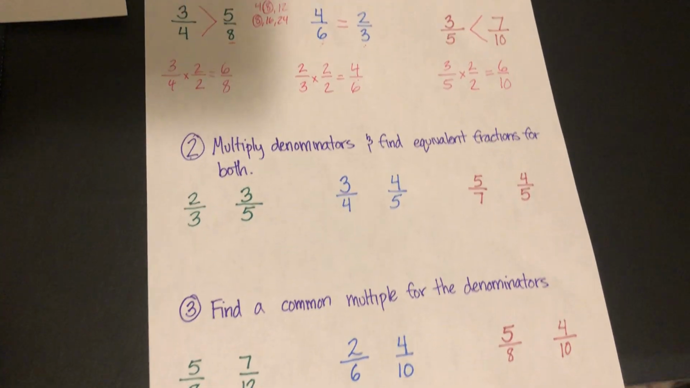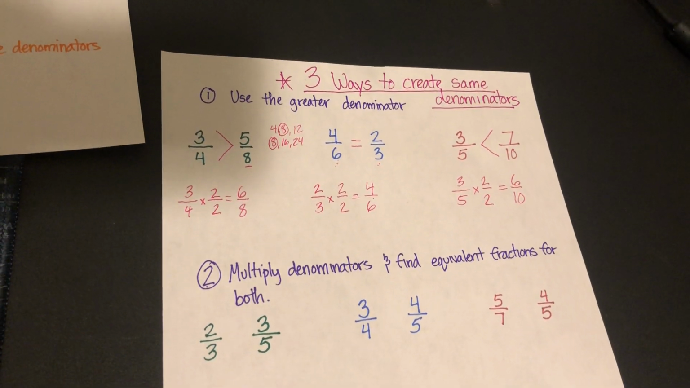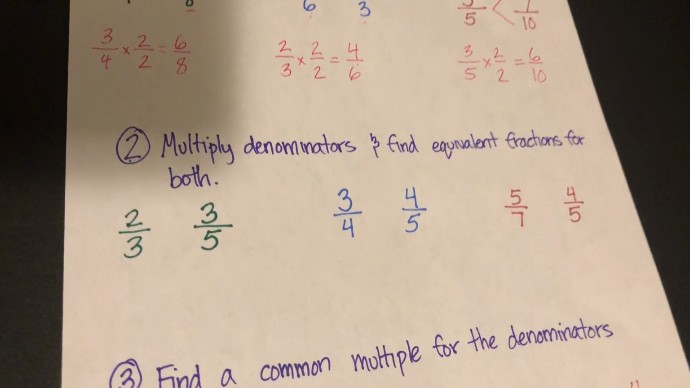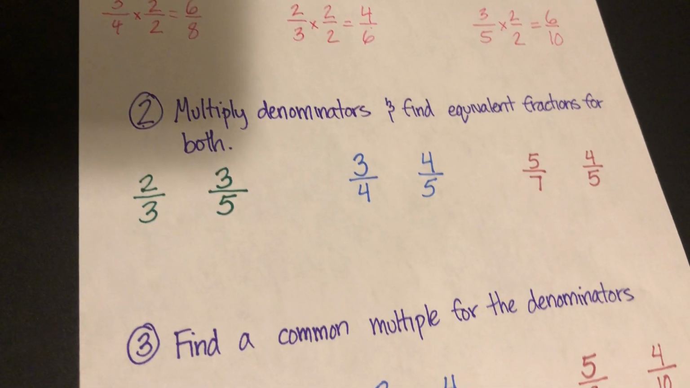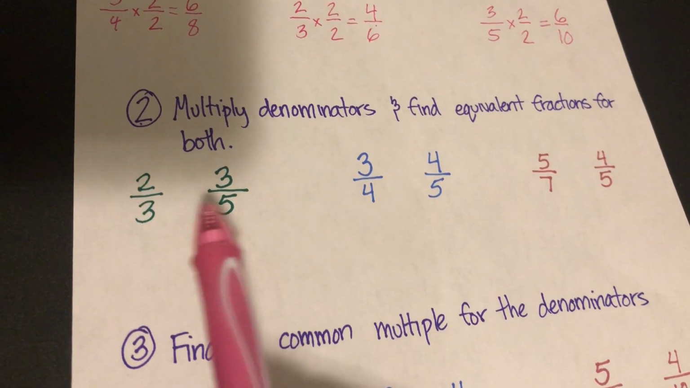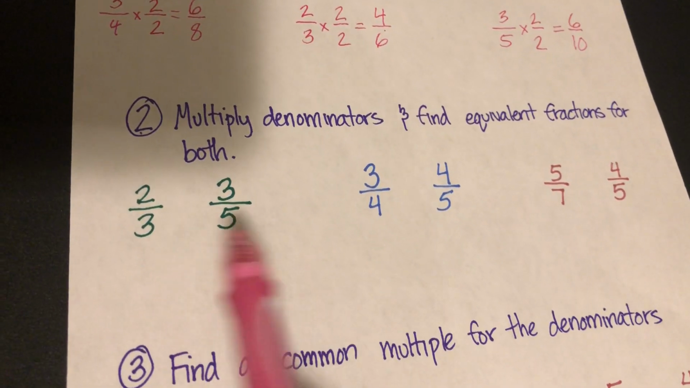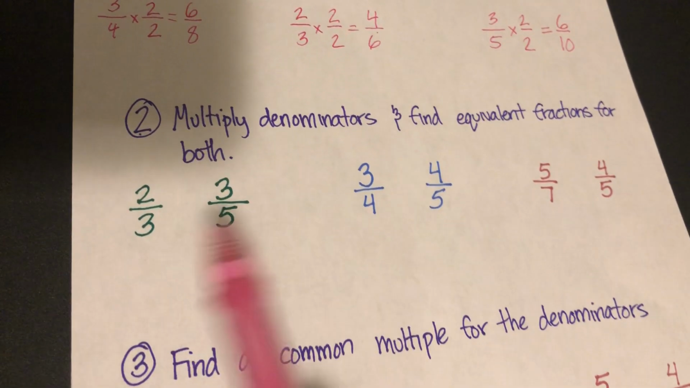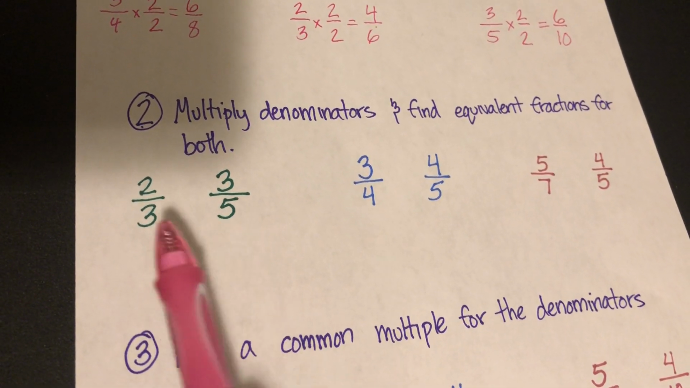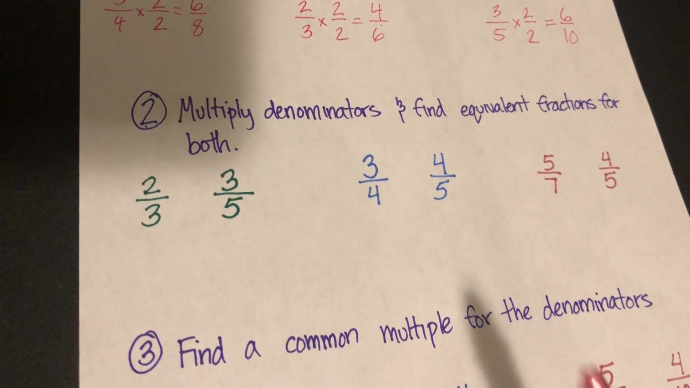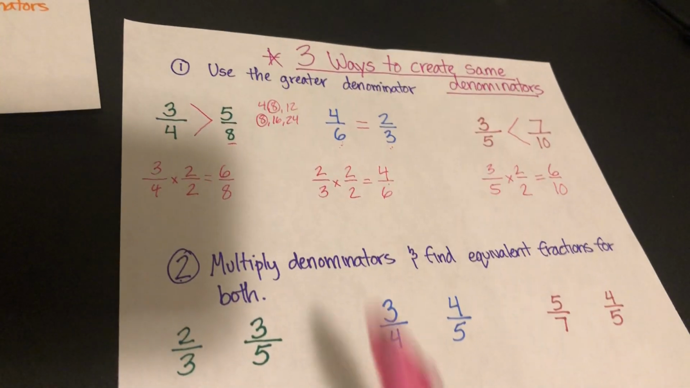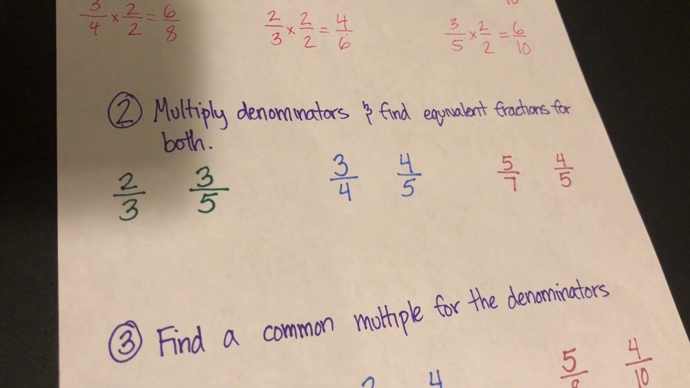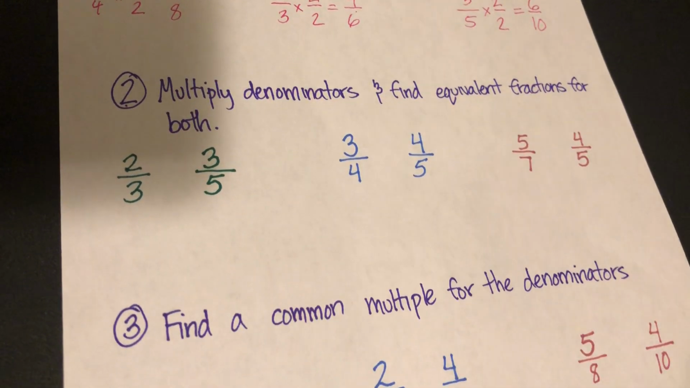All right, here is my rule number 2. So I just went over rule number 1 using the greater denominator. My second rule is multiply the denominators and find equivalent fractions for both. So 2/3 and 3/5 here. 3 and 5, 3 is not a factor of 5 and 5 is not a multiple. So we can't really use the higher fraction here because 3 times something wouldn't get me 5. So I can't use rule number 1. I can't use the first strategy here. So I'm going to use what's called the second strategy.